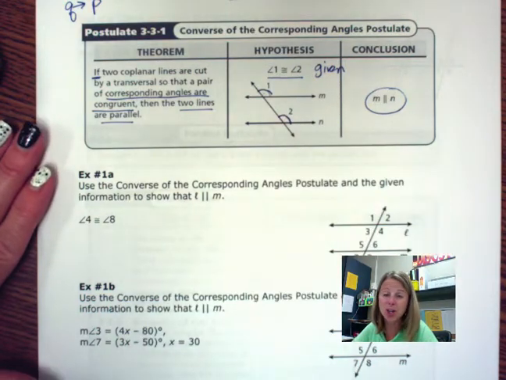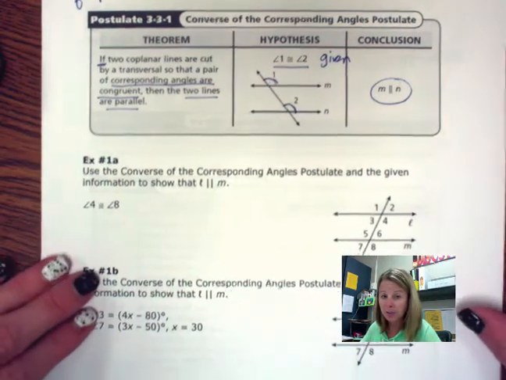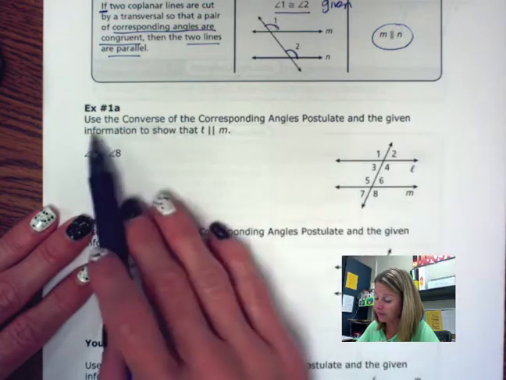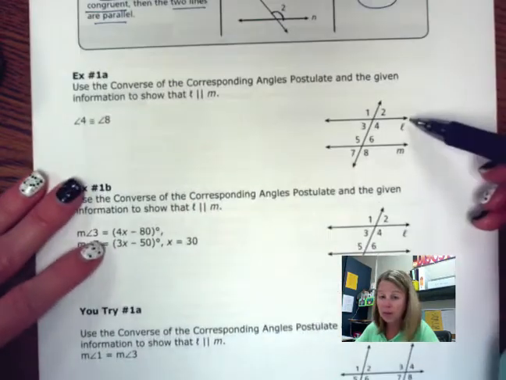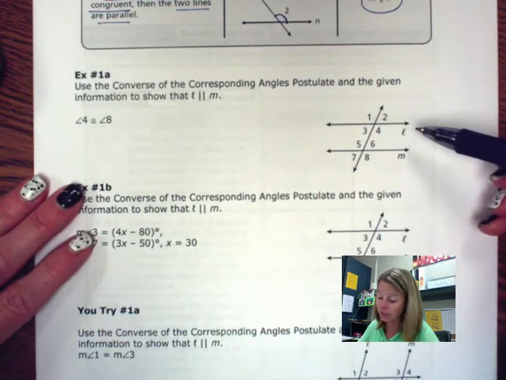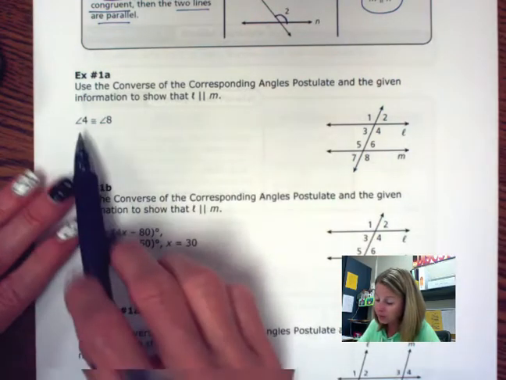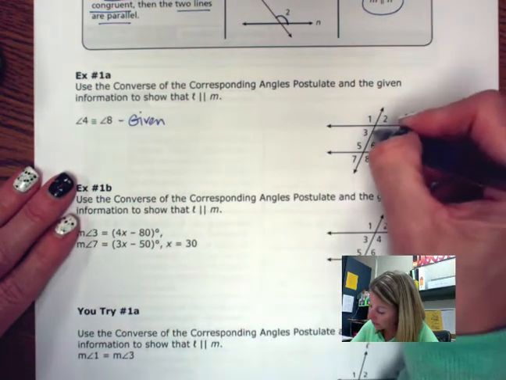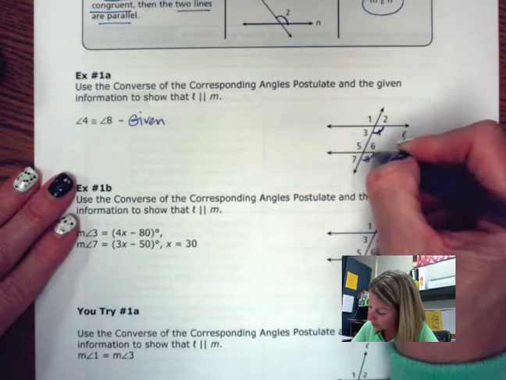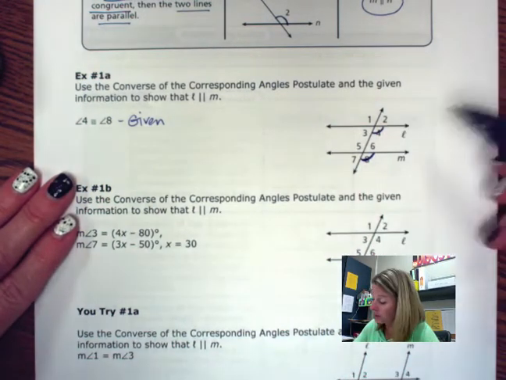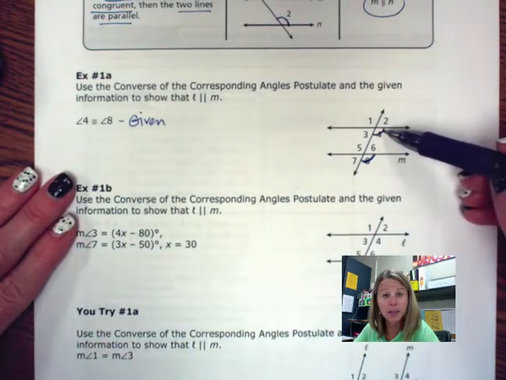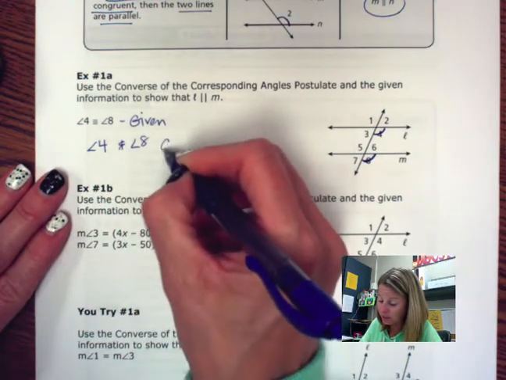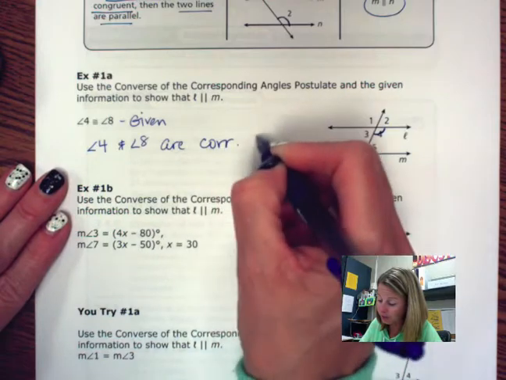We're just going to do a little bit of checking, not a whole lot of calculating today. So number one here, we want to use the converse of the corresponding angles postulate and the given info to show that L is parallel to M. Now notice on your picture, you're not told you have parallel lines. You're trying to prove that. So here's what you're given. You're given that angle 4 is congruent to angle 8, so let's mark that. Angle 4, put an arc on, and angle 8, put an arc on. When you do that, you should look at that picture and say, those are corresponding angles. So I'm going to jot down that angle 4 and angle 8 are corresponding angles.